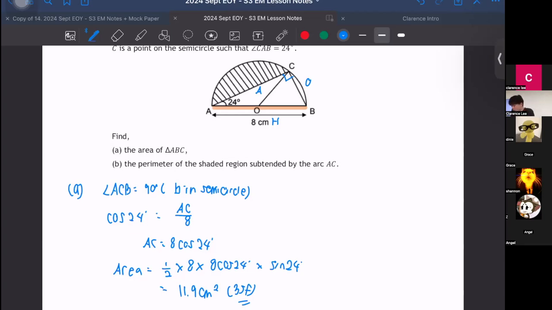Okay, this is for part A. But of course, in part A, the triangle is a right angle triangle. You can use half times base times height also, but that means you must find what's AC and what's BC. So depending on which method you prefer.